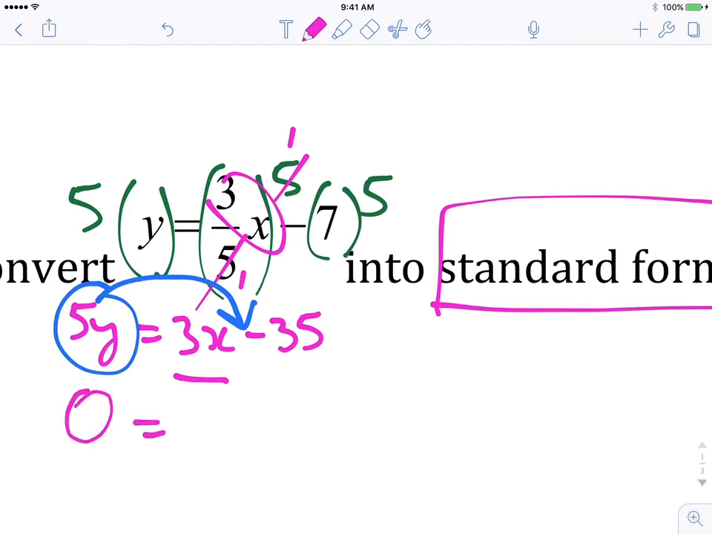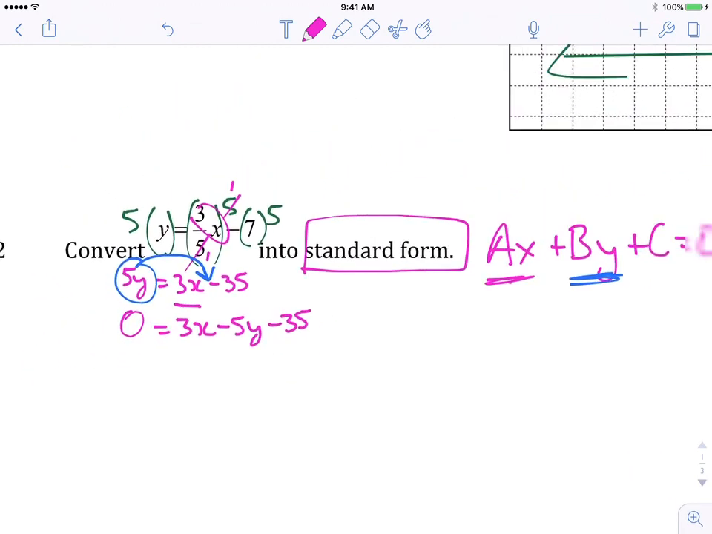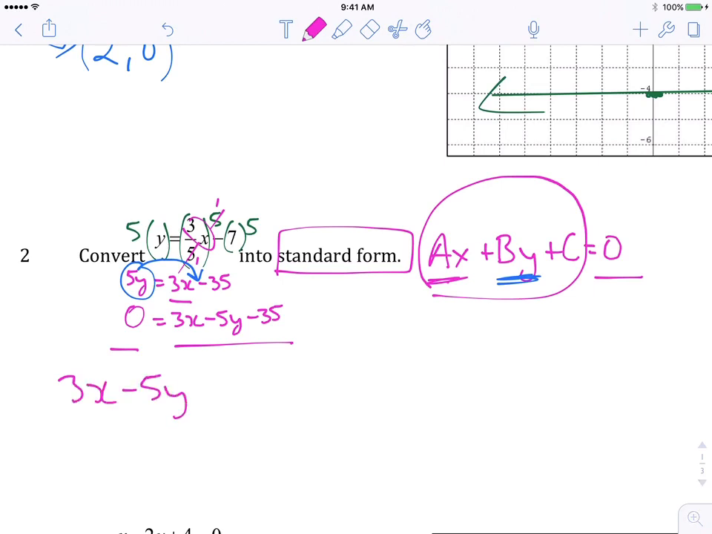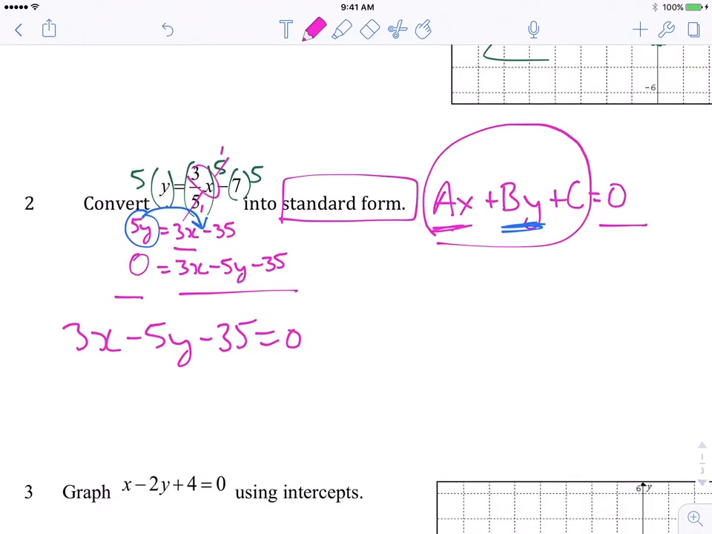That will leave me 0 here, equal 3x. And I bring the 5y over, negative 5y minus 35. And you might be thinking, hang on a second, I thought it was ax plus by plus c equals 0 on the right-hand side. Well, if I read this 0 equal ax plus by plus c, it'd be the same thing. This equals 0, whether I write it like that, or I write it like this, it still has a value of 0.